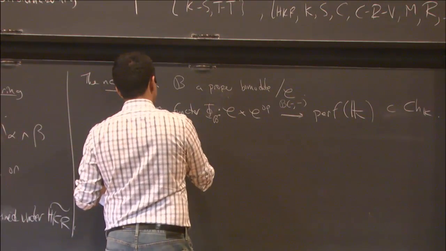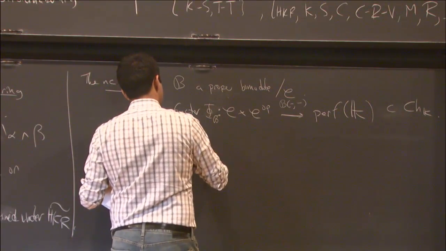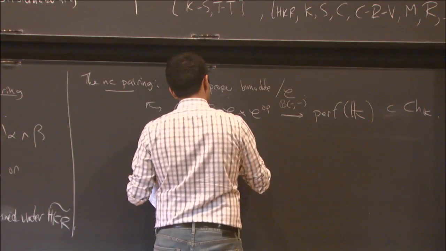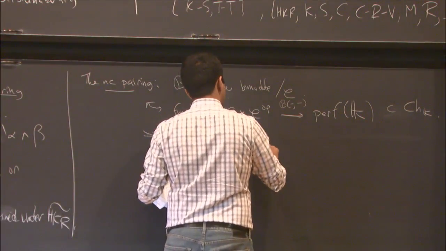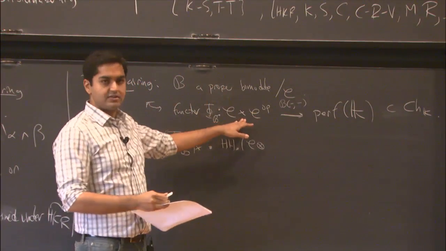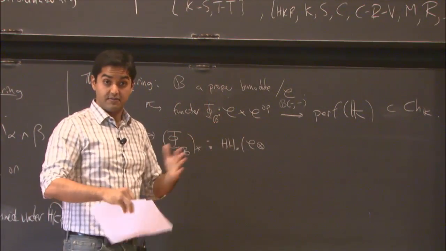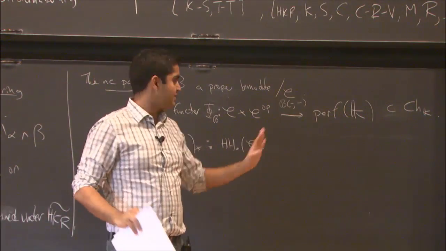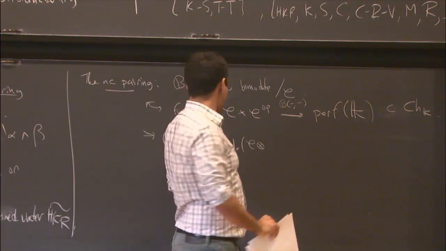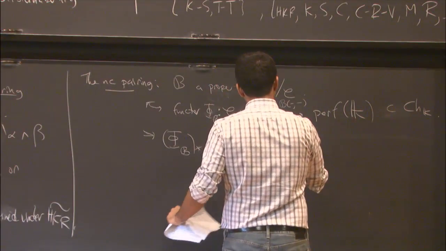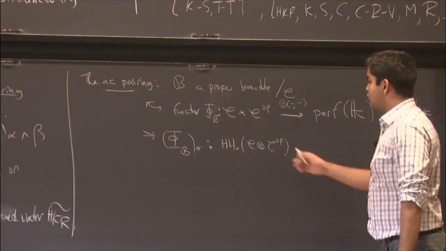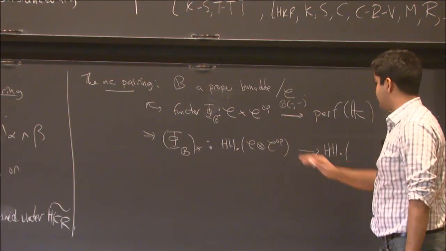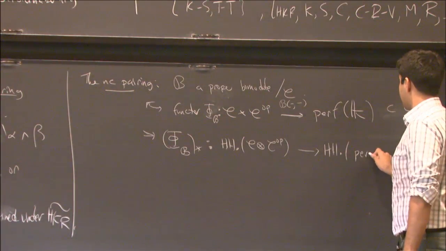So this induces a map phi B lower star from the Hochschild homology of C. Now I was thinking about this as a bilinear functor. Let me instead think of it as a functor from the tensor product. Let me just say C is dg. I get a push forward functor from the Hochschild homology of C tensor C op to the Hochschild homology of perf k.